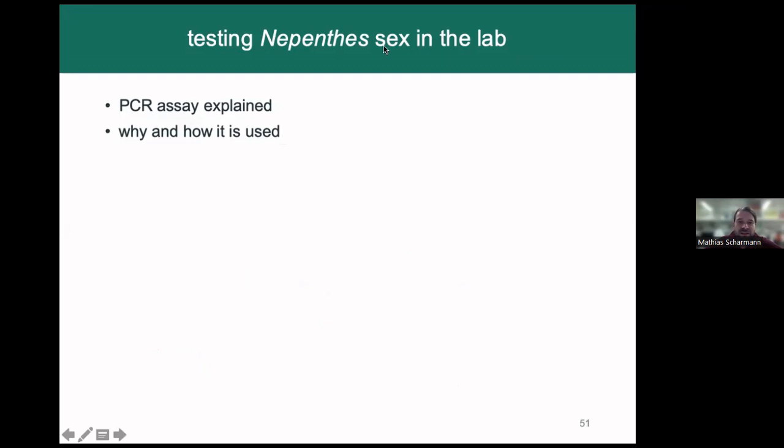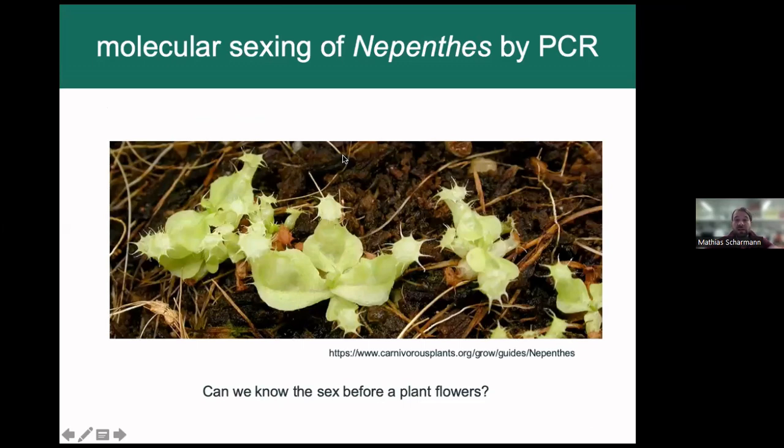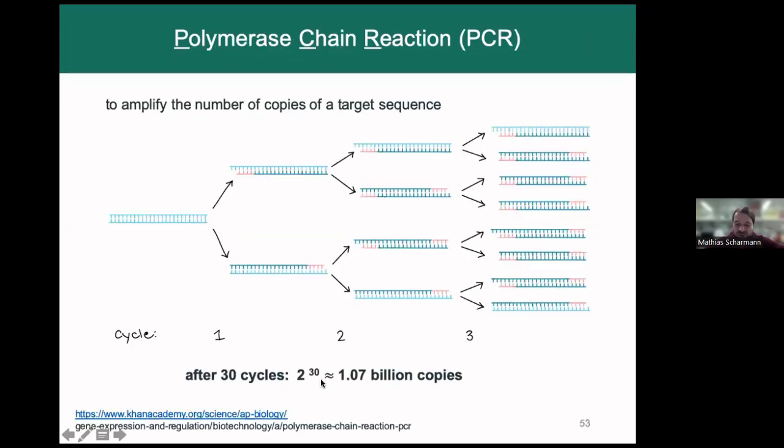But with this dysfunctional tapetum gene that was discovered first, we can actually do molecular sexing of Nepenthes. That is very helpful because breeders and also conservationists often want to know the sex of plants before they flower. And that is possible with the help of PCR. PCR is polymerase chain reaction, a standard technique in molecular biology that helps to amplify the number of copies of any particular sequence from a genome. We need to do that because individual genomes are not visible, but with PCR, one can amplify individual pieces.